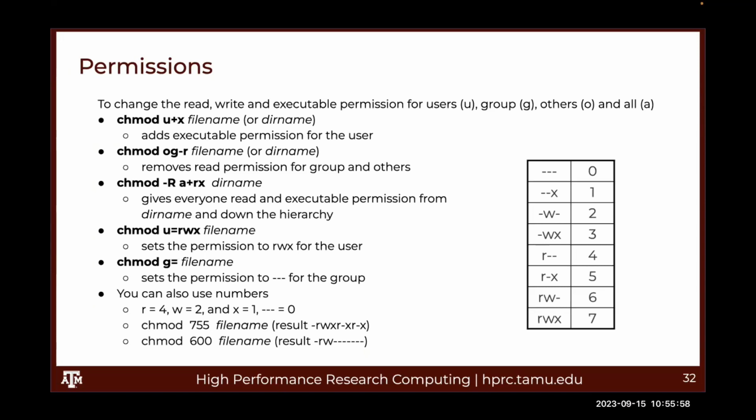We can also use numbers, which has pros and cons to both, right? This isn't as clear as to what's happening, but it is a lot easier to type. 755 is a common one, so you can just chmod 755 on something that you want to give others and the group the ability to read and execute, but the user is going to be the only one that has permissions to write to it. 600 is another one that provides read and write for the user only.